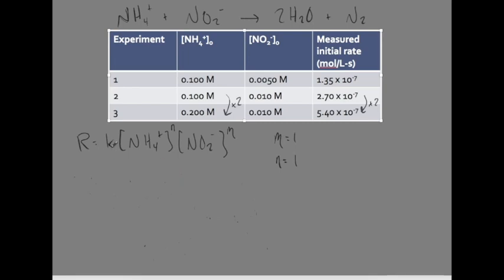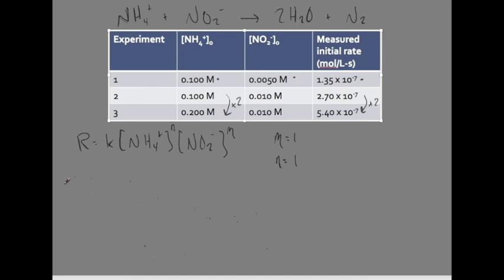How can I figure out the K value? Well, I know N and M now, and I have all this data where I have the concentrations and the rate, so I can just pick one of these experiments, plug all of this in, and solve for that K value. Does that make sense?